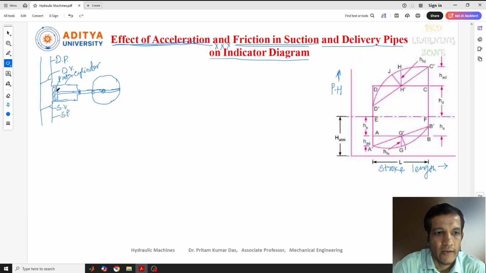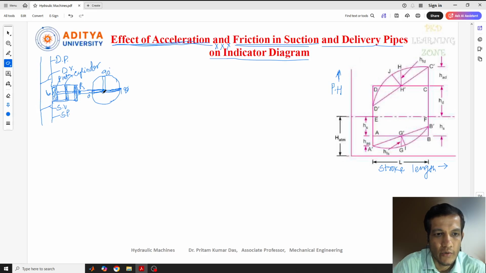At the starting position, when the piston is on the left side, which is the normal condition before starting the pump, the crank makes an angle of 0 degrees. When the crank starts rotating, the piston starts moving from the left side to the right side. In between is the middle position, where the crank makes an angle of 90 degrees, and at the end of the stroke, the crank is at 180 degrees. So this is 180 degrees, this is 90 degrees, and this is 0 degrees.